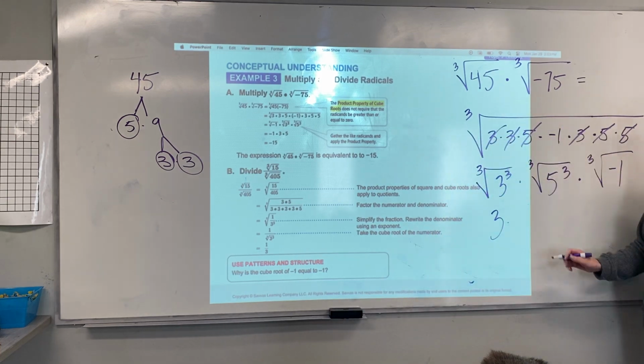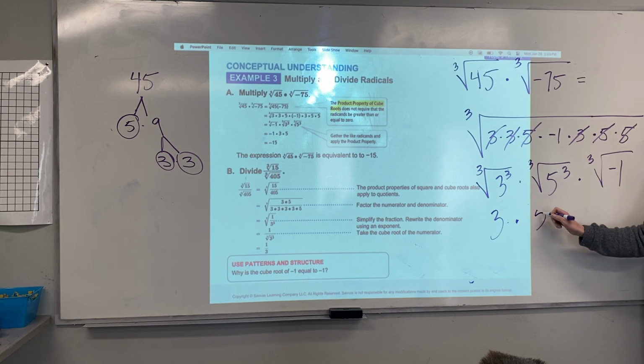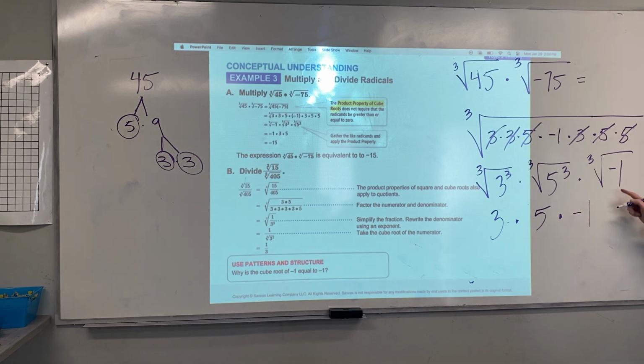3 times 5 times, now this is weird, can you get the cubed root of negative 1? Yes. Think about it. What number times itself and then times itself again will get you negative 1? Negative 1. So this little sneaky bird got out of jail. He used the loophole. He's like, I didn't do nothing.